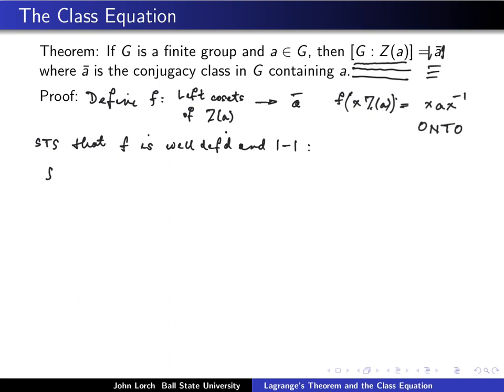So let's take two left cosets and stick them into this proposed function f. And let's suppose for a moment that we get the same output. So that's going to happen if and only if these conjugates are the same.